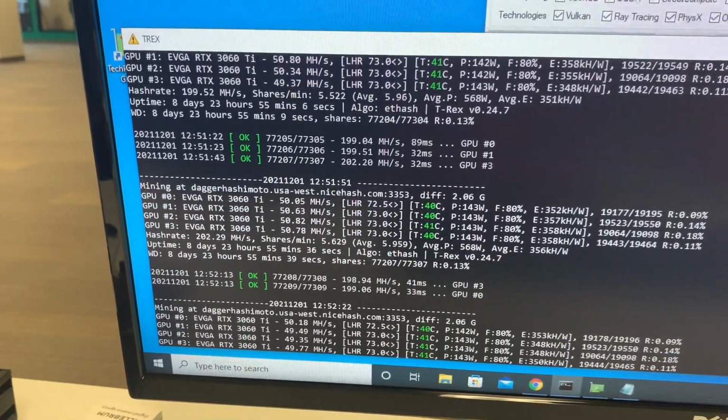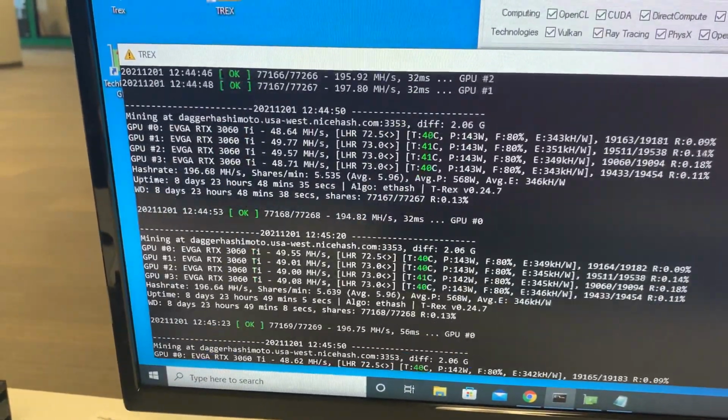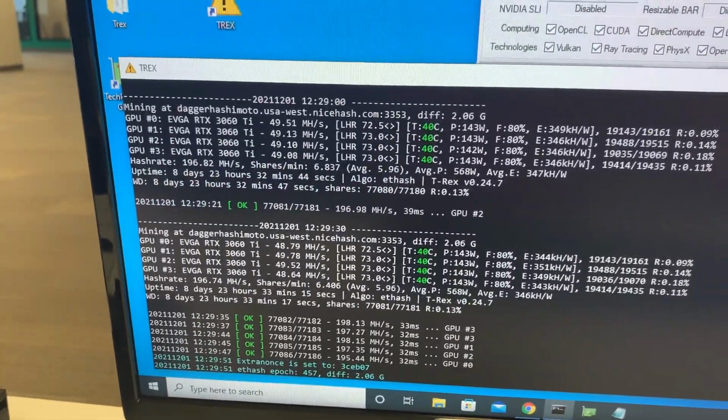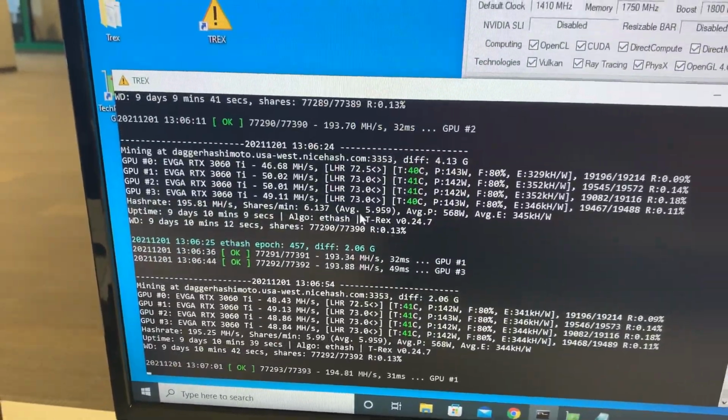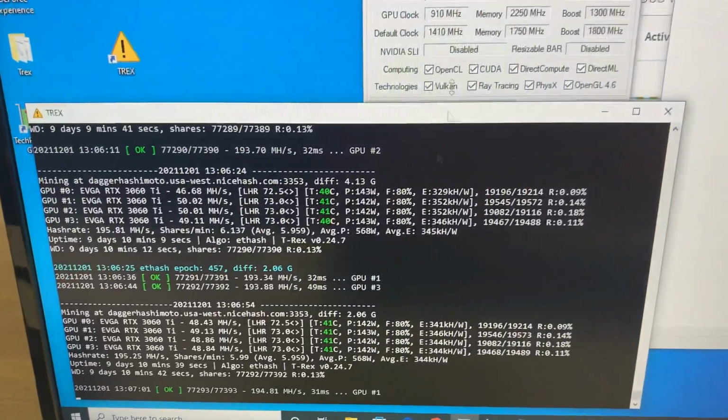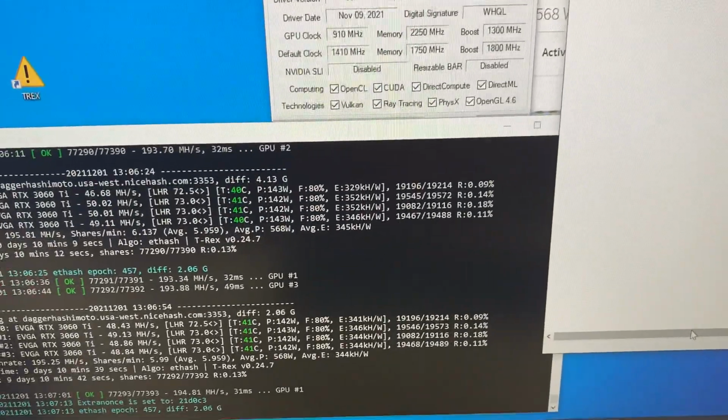And if we go through, we're not seeing any rejections on here and no LHR throttling either. So I'm really happy with where this is at. 50 mega hashes for an LHR card. Can't really beat that. So these are my settings.